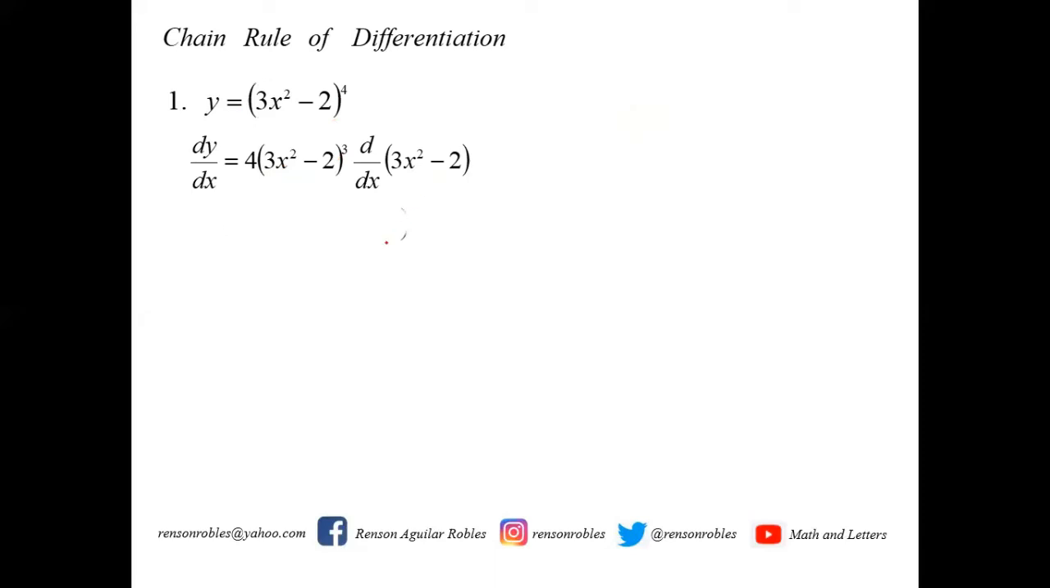And then we shall have 4 times 3x squared minus 2 to the third power, and then the derivative of 3x squared minus 2 is 6x. And you shall now multiply 4 and 6x, and that will give you 24x times the quantity 3x squared minus 2 to the third power. Let's have some more. Yeah.